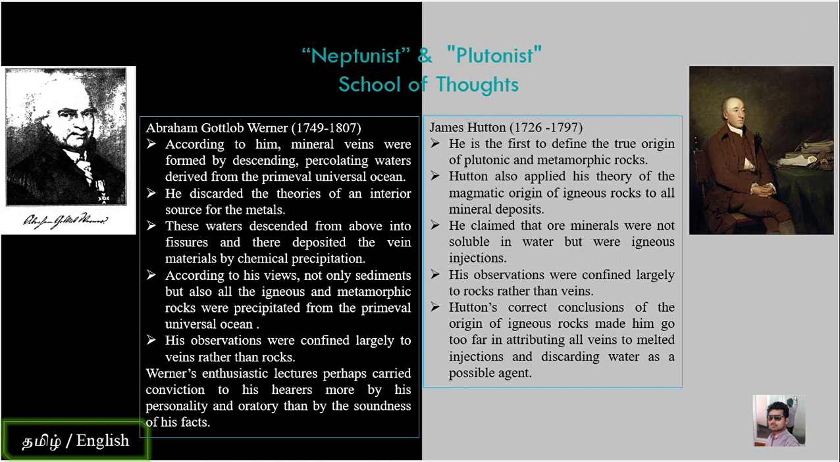And Hutton's correct conclusion on the origin of igneous rocks made him go far in attributing all the veins to melted injection and discarding water as a possible agent. As he was convinced of this theory, he proposed that all the mineral deposits were of igneous origin, which is actually not so. So these are the two main schools of thought in the 17th century, which are called the Neptunist as well as the Plutonist schools of thought.